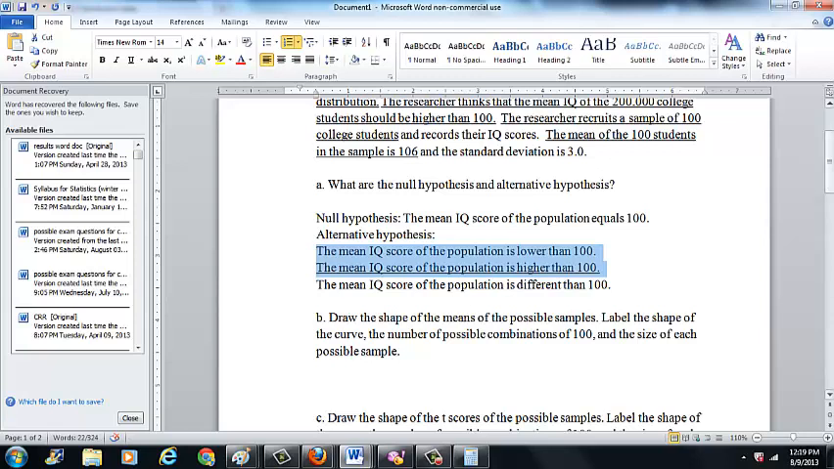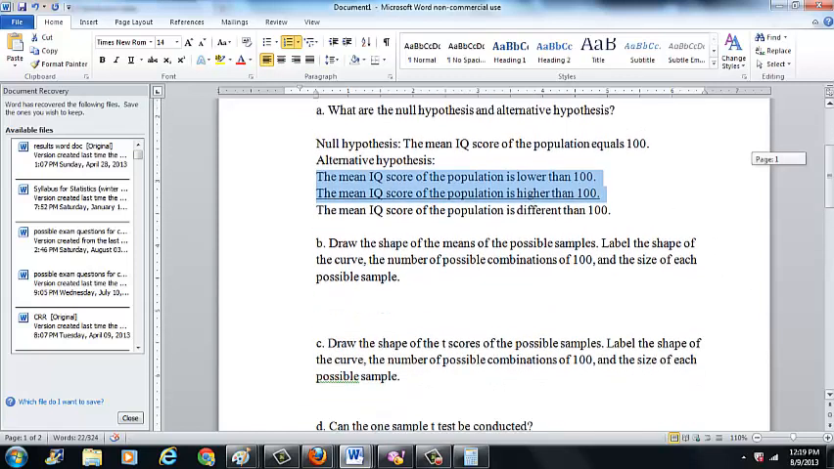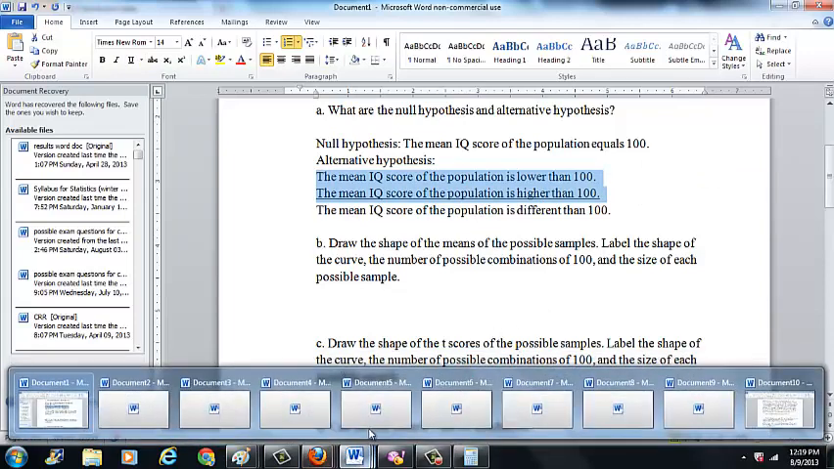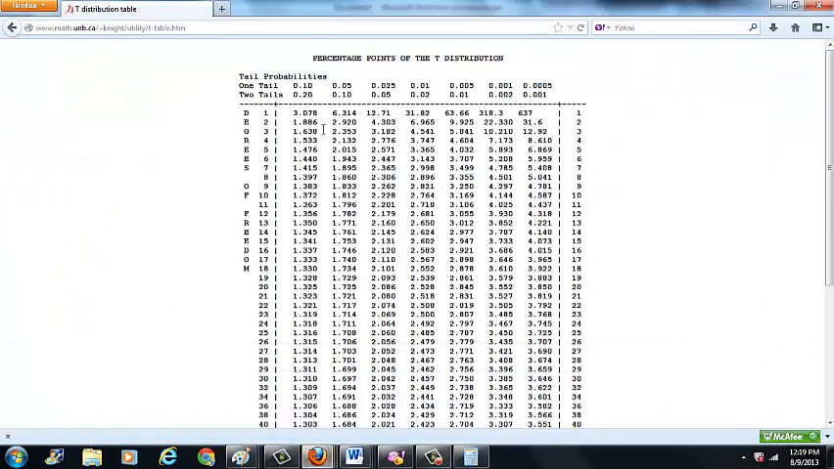And we knew that this was our alternative. We knew the middle one was our alternative because we looked inside the question and it said the researcher thinks that the population mean should be higher than 100, which gave us this version of the alternative. Since we ended up with one of these two versions on top, we have a one-tailed test. So we're going to be using this row up here that says one tail.